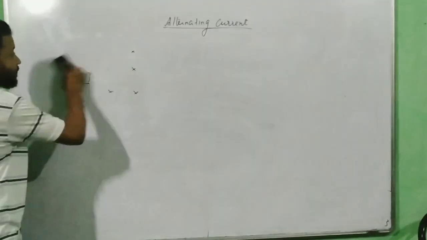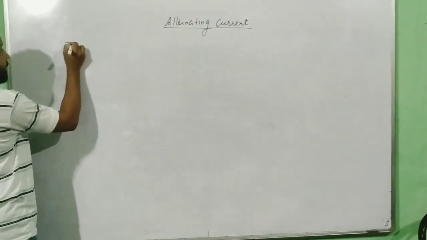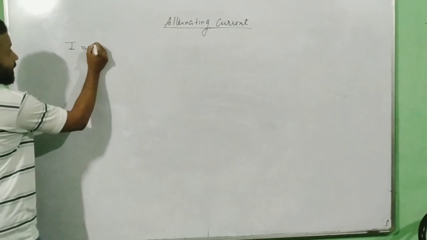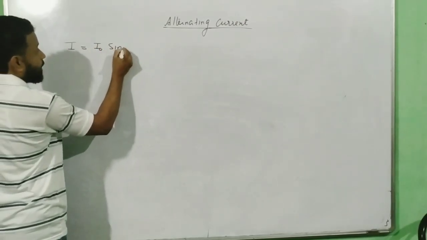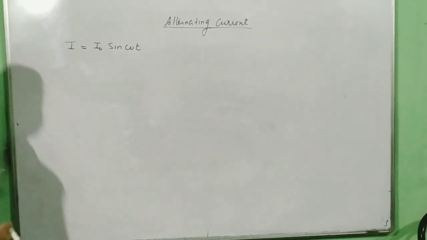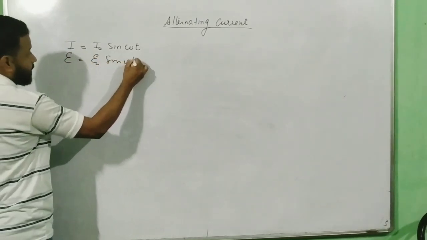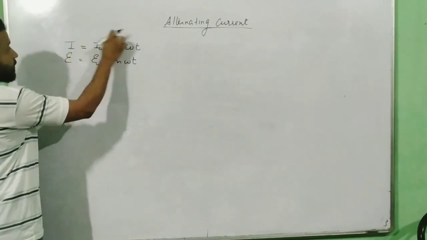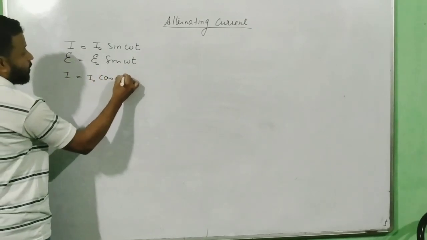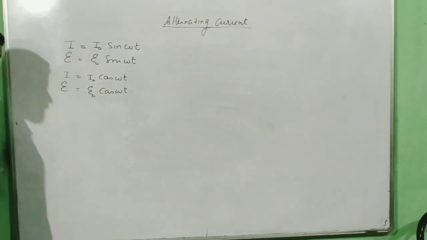The alternating current which we are going to study in this chapter is the current which is generated at the power station, and that current has an equation I = I naught sine omega t. This is the equation of alternating current. Similarly, the EMF will be E = E naught sine omega t. So we call this alternating voltage and this alternating current. Even I = I naught cos omega t is also alternating current, and similarly E = E naught cos omega t is also an alternating voltage.